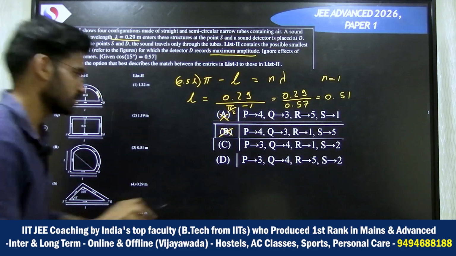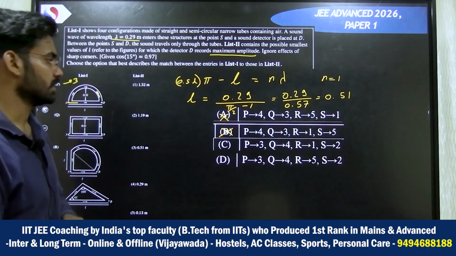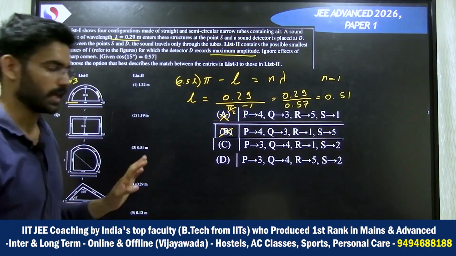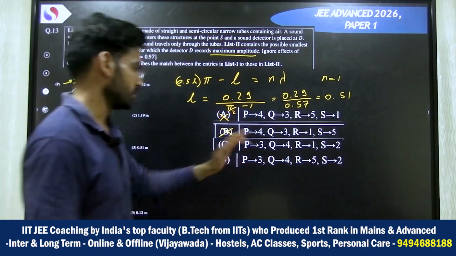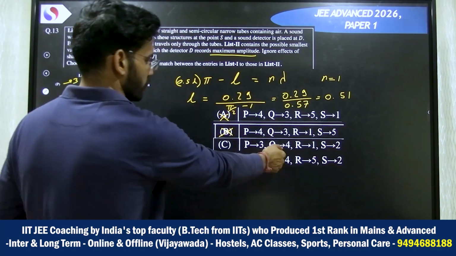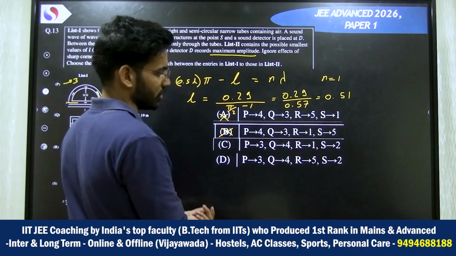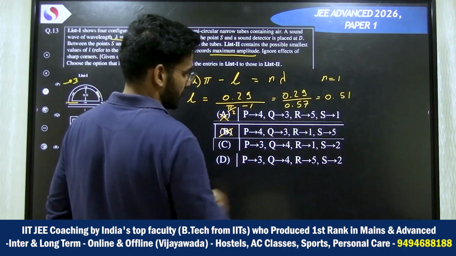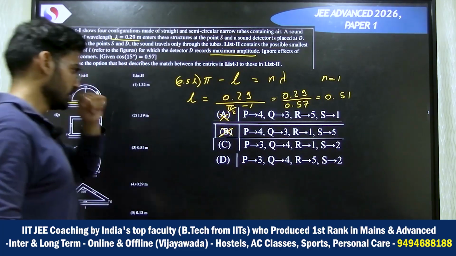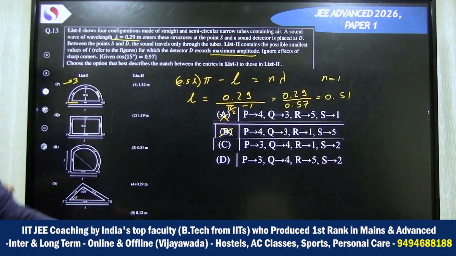So the confusion remaining is only C and D. Now I can solve all of them, right? But why should I? If I am in the exam, I will not solve for Q, because Q is not helping me eliminate the option, and S is also not helping me. So I will go with R, right?